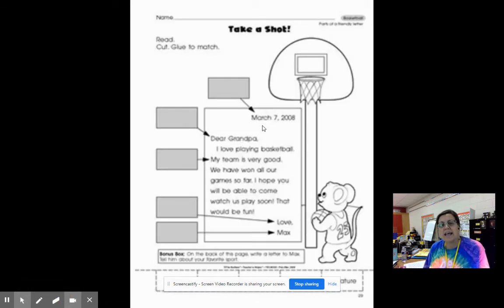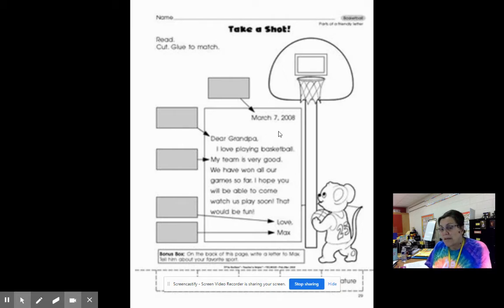And then one more example. Here you see the date on the right-hand margin, March 7, 2008. Dear Grandpa, I love playing basketball. My team is very good. We have won all our games so far. I hope you will be able to come watch us play soon. That would be fun. Love, Max.